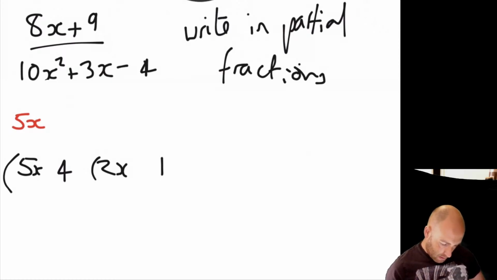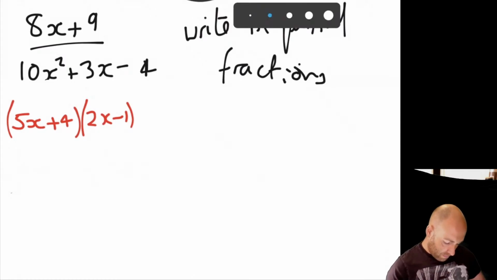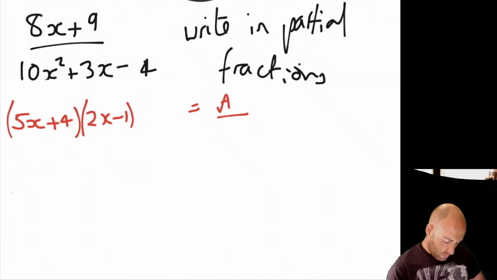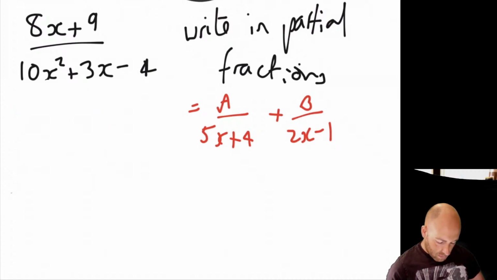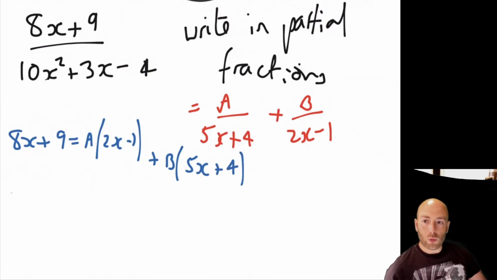Okay, yeah, so we need a minus there. So there'll be 5 minus 5 plus 8, which will give us 3. Yeah, cool. Okay, so it's 5x plus 4, 2x take 1 as the denominator. So we're going to be splitting this up into a over 5x plus 4 plus b over 2x take 1. And the next step, 8x plus 9 equals a(2x take 1) plus b(5x plus 4). So we should get that for what we're trying to actually solve.